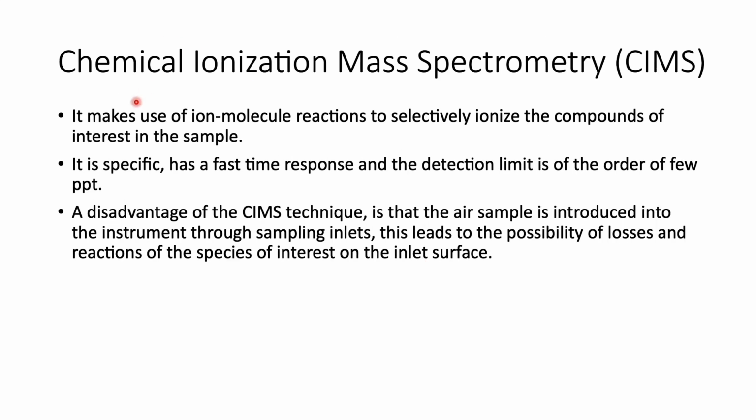The next method we can use is chemical ionization mass spectrometry. Here it makes use of ion molecule interactions to selectively ionize the compounds of interest in the sample. It is very specific and has a fast response, and the detection limits are of the order of a few ppt, that is parts per trillion. The disadvantage is that the air samples are introduced into the instrument through sampling inlets. This leads to the possibility of losses and reaction of the species of interest on the inlet surface itself.